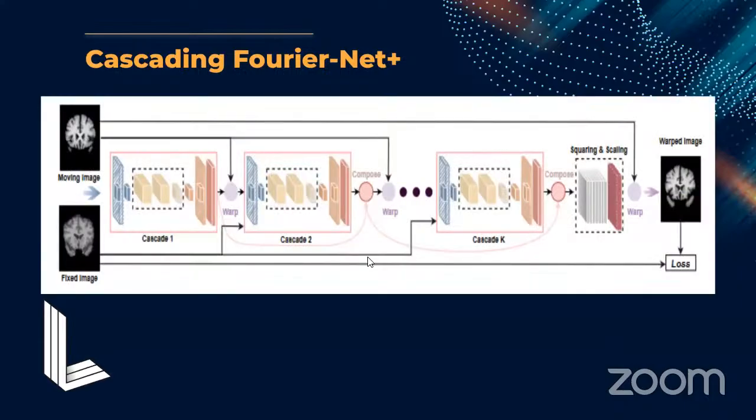One disadvantage of using the Fourier-Net plus model is that it is a lighter model compared to the Fourier-Net model, and it can sometimes not accurately capture all of the details in the deformation field. So to mitigate that, we can use multiple Fourier-Net plus models in a cascading style, so that all of those features get captured perfectly. And now Christopher will talk about the demo.